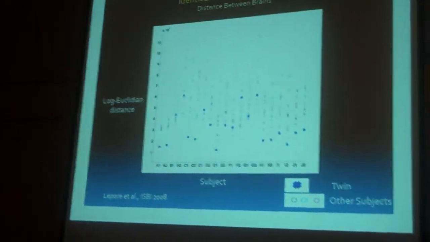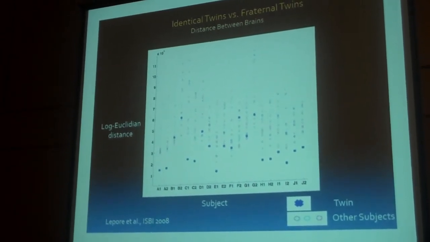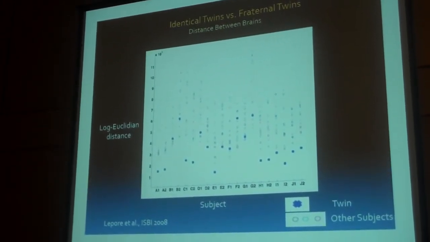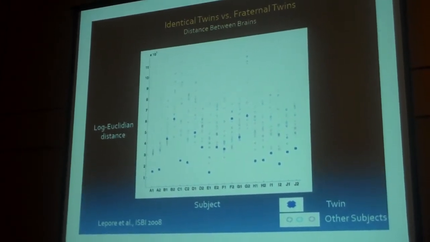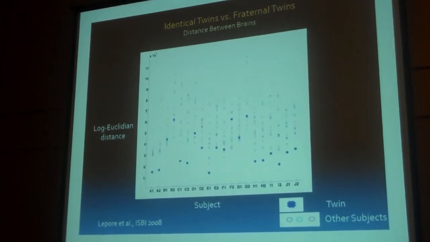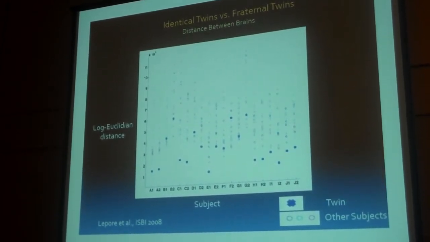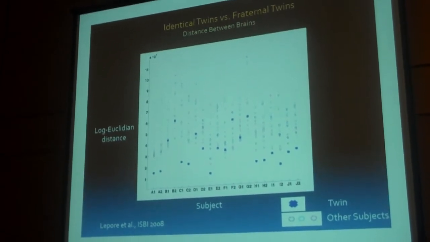So what the registration method is intended to do is to pick up the similarities between twins relative to unrelated subjects. This is work already presented at ISBI 3 years ago, in 2008, and this is a cool result that we can find after we have a very good registration method. What the authors did here is they took 10 twin pairs and they registered each twin to the other twin of the pair and to the other unrelated subjects. That's what you have on the x-axis. And on the y-axis you have a measure based on the deformation field.